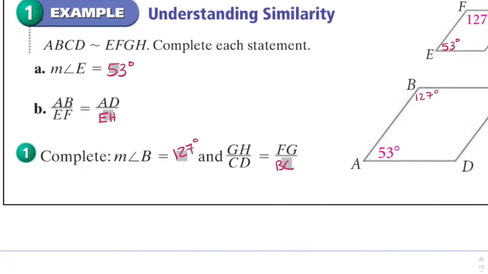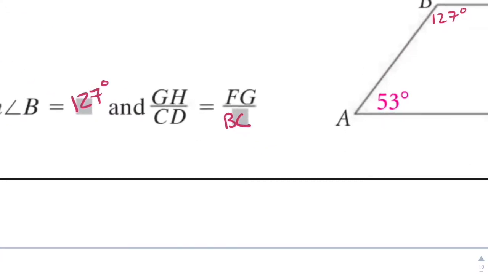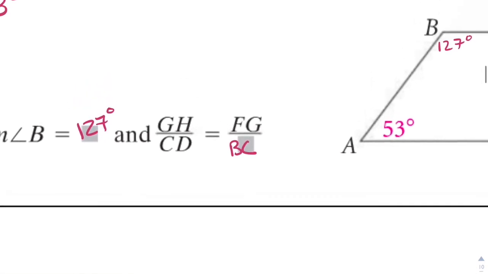So what we're saying is that the value, GH compared to CD, is the same as the value of FG as it is to BC. And if I make up random numbers, GH might be, I don't know, 8, and CD might be 2, and FG might be 12. That would make BC 3. And again, I'm just making these numbers up, but think about 8 divided by 2 is 4, and 12 divided by 3 is 4.